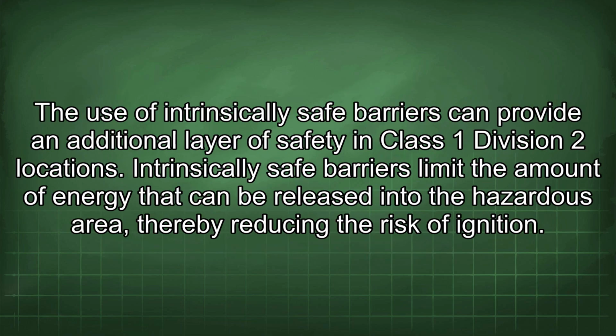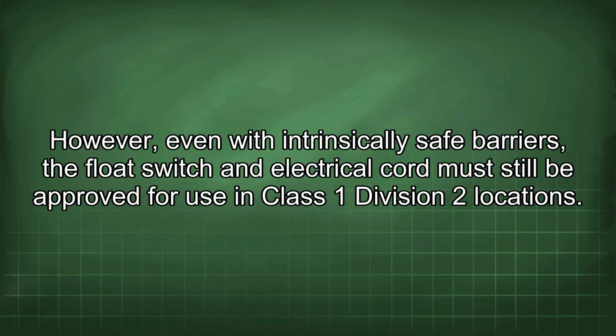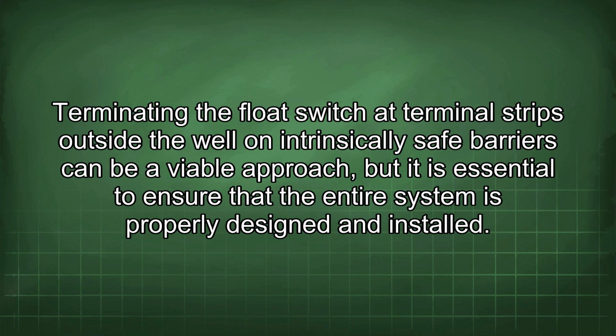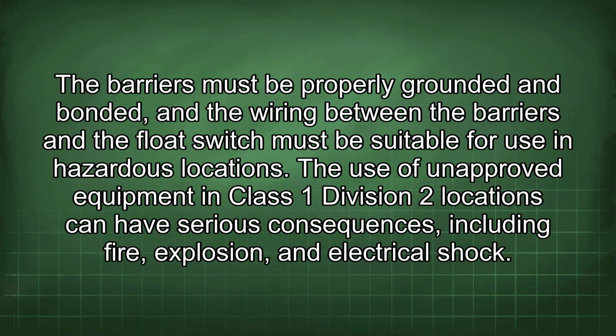The use of intrinsically safe barriers can provide an additional layer of safety in Class 1 Division 2 locations. Intrinsically safe barriers limit the amount of energy that can be released into the hazardous area, thereby reducing the risk of ignition. However, even with intrinsically safe barriers, the float switch and electrical cord must still be approved for use in Class 1 Division 2 locations. Terminating the float switch at terminal strips outside the well on intrinsically safe barriers can be a viable approach, but it is essential to ensure that the entire system is properly designed and installed. The barriers must be properly grounded and bonded, and the wiring between the barriers and the float switch must be suitable for use in hazardous locations.